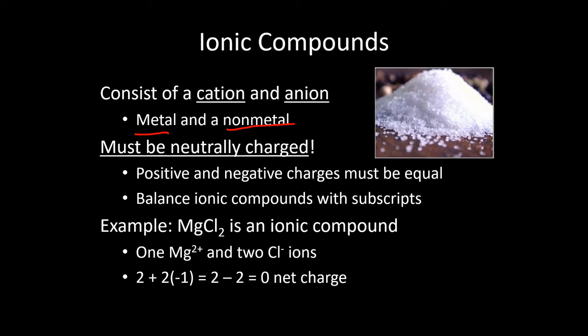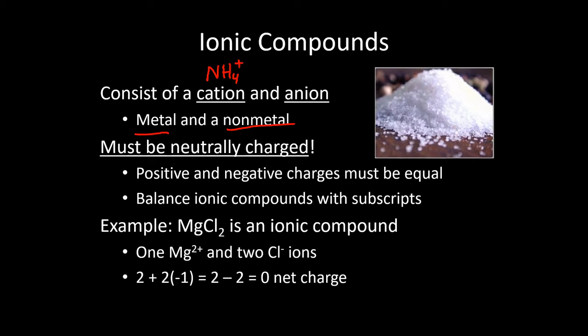The cation is almost always a metal. There's really only one exception to that, and that would be this polyatomic ion, which we'll see later on. That's really the only exception. Every other cation is going to be a metal, and the anion is some nonmetal or some group of nonmetals. So it would be another polyatomic ion, as we'll see later. So it's multiple atoms that make up a single ion.